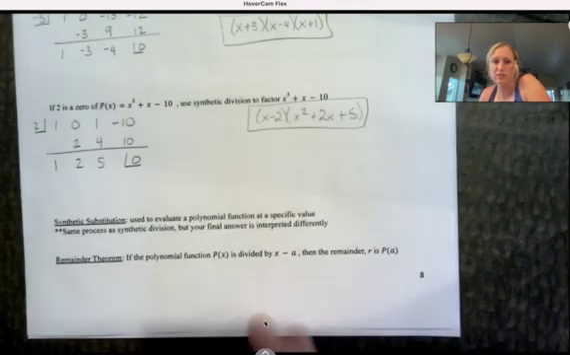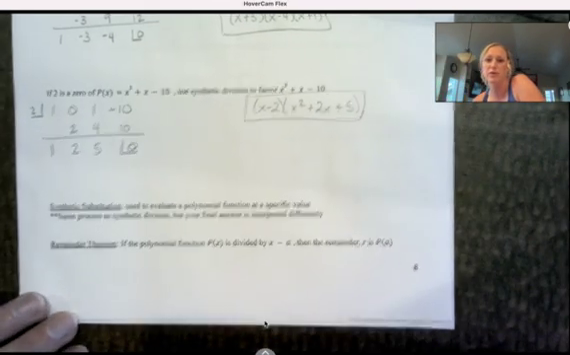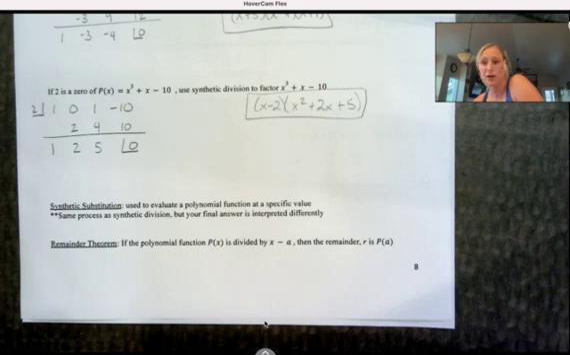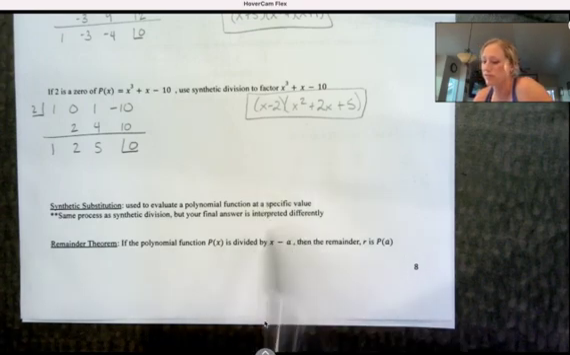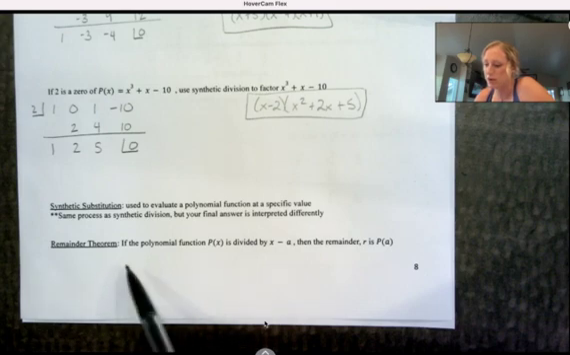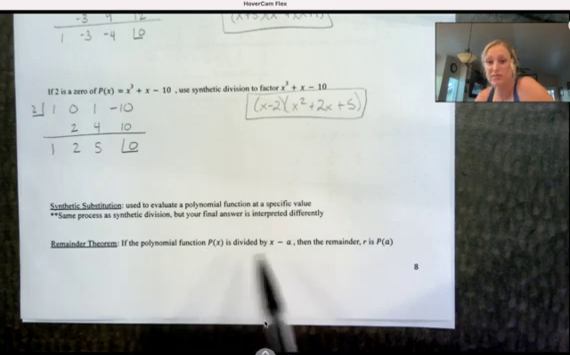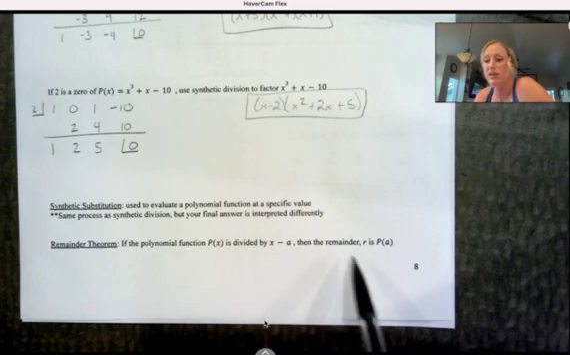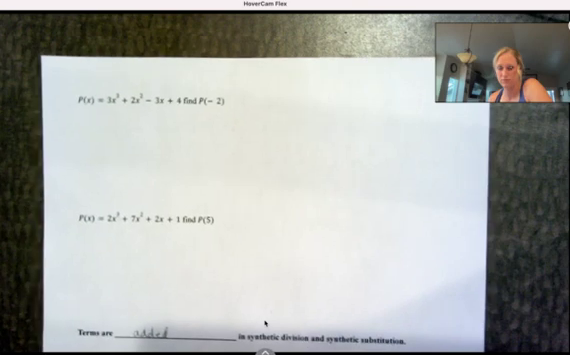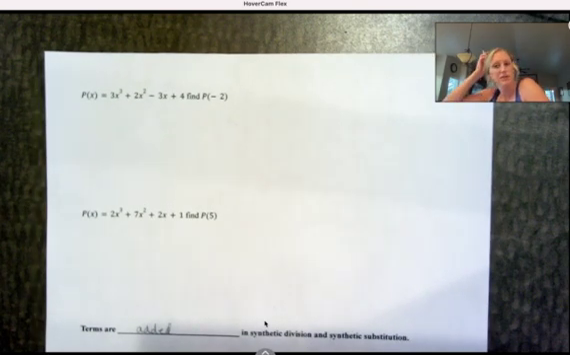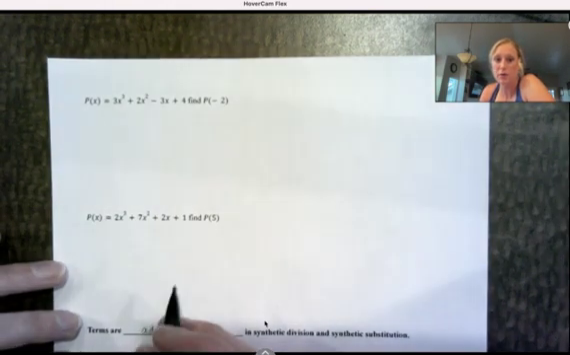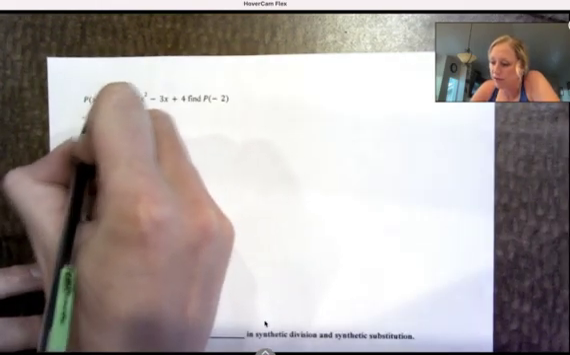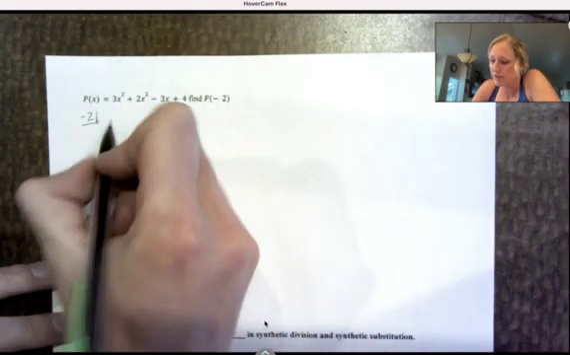All right, synthetic substitution I can use to evaluate a polynomial for a specific value. It's the same exact process as synthetic division, but we're going to interpret our final answer a little bit differently. If the polynomial function p of x is divided by x minus a, the remainder r is the same as p of a. All right, so here's kind of what this is talking about. We can use synthetic division to evaluate a polynomial. I am going to use negative 2 as my 0 in the box, and I'm going to list out my coefficients just like before.